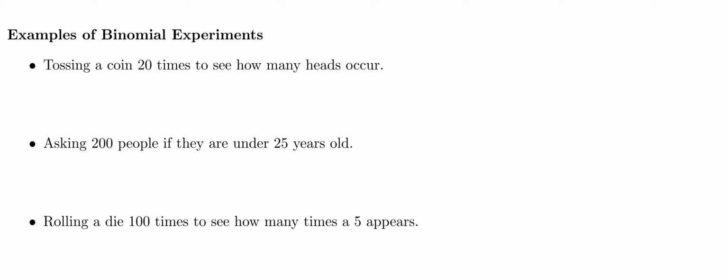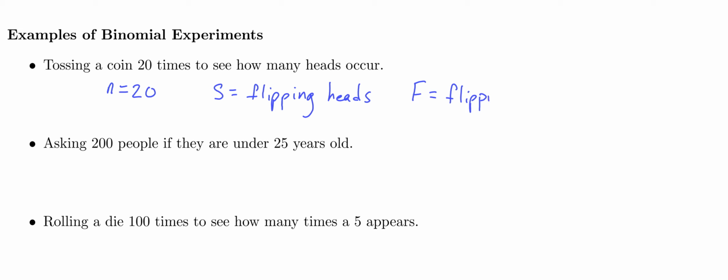Tossing a coin 20 times to see how many heads occur. In this case, the fixed number of trials is 20. Success is flipping heads, and failure is not flipping heads, or in this case, flipping tails. The probability of success in this case is 1/2, or 0.5, and then the probability of failure is 1 minus 0.5, or 0.5 as well.